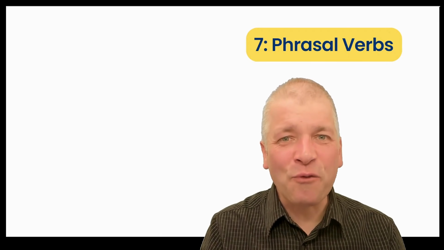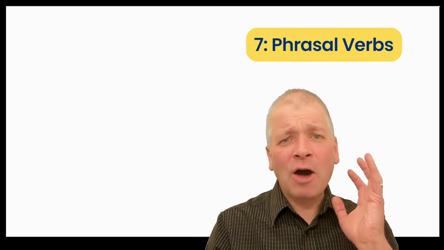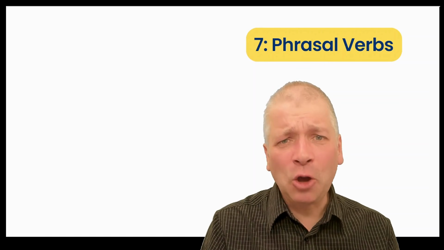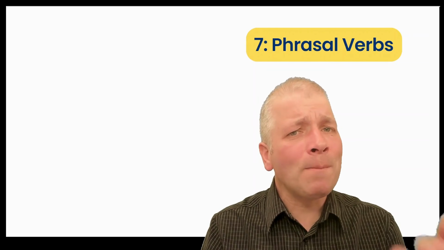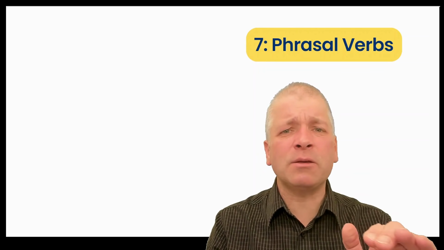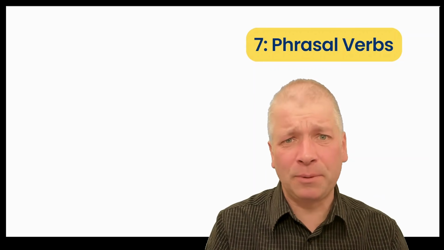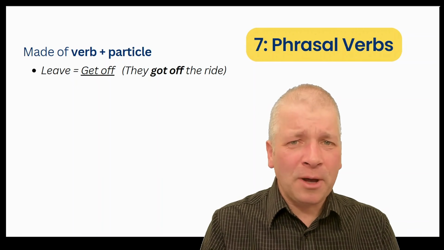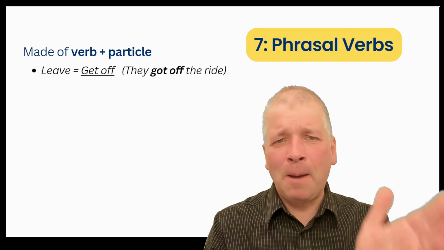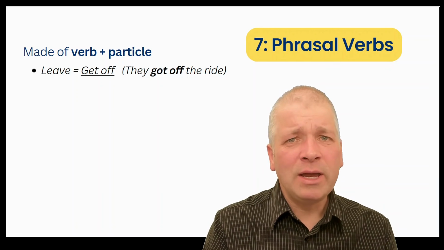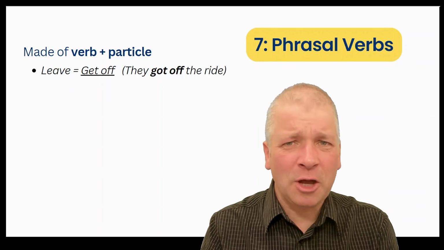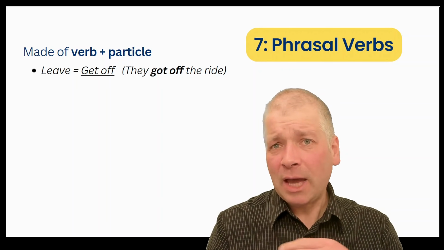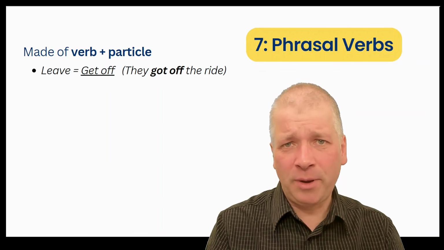Number 7 is phrasal verbs. There are around 5,000 phrasal verbs in English, and many of them are commonly used. You need to know them one by one, but advanced English speakers also need to know some certain principles about them. To begin with, a phrasal verb is made of a verb and a particle. For example, leave is a one-word verb, but the phrasal verb could be get off. For example, they got off the ride. And phrasal verbs can even have two different particles.